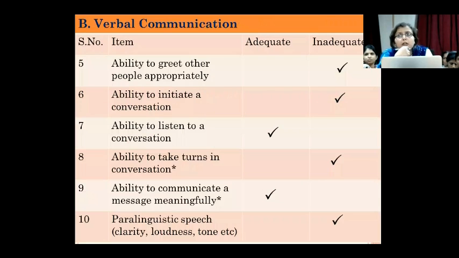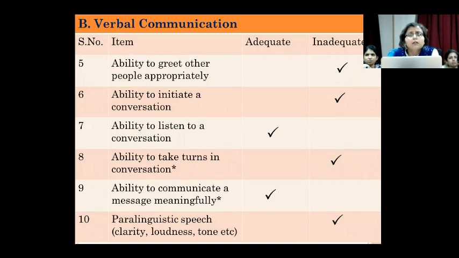Moving on to verbal communication. The abilities include greeting other people appropriately, initiating a conversation, taking turns in a conversation, and communicating a message meaningfully. In greeting other people appropriately, in initiating conversation, in taking turns in a conversation, and in the paralinguistic speech of the individual, it was seen that he was inadequate, while on listening to a conversation and communicating his message meaningfully, the patient was adequate in these domains.